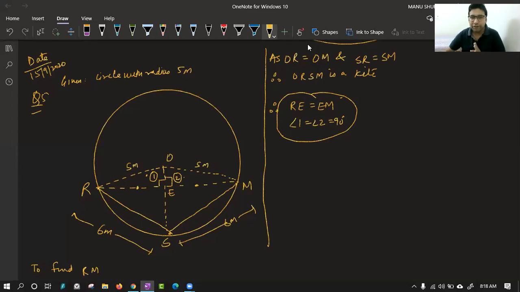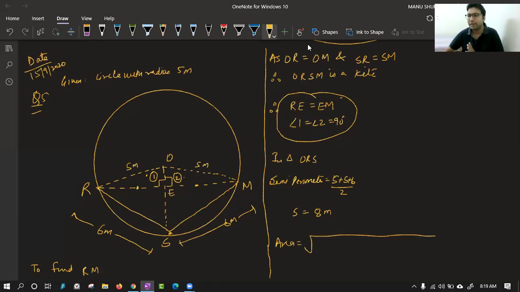So let's start. In triangle ORS, we can say the semi-perimeter is given by what? 5 plus 5 plus 6. Class, what is coming? Please tell me. Upon 2, what will come? S will come as 8 meters. So the semi-perimeter came as 8 meters. Now let me find that thing, what do you say, area of this triangle, simply by the Heron's formula, which says S minus A, S minus B, S minus C.